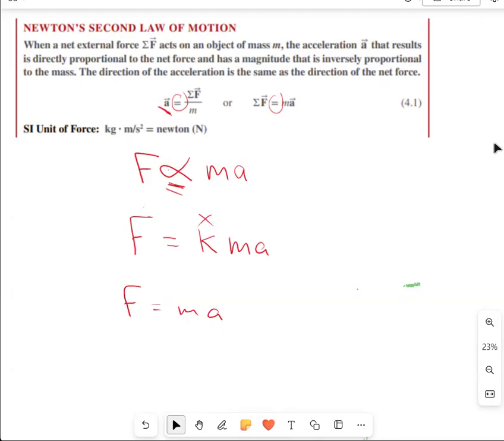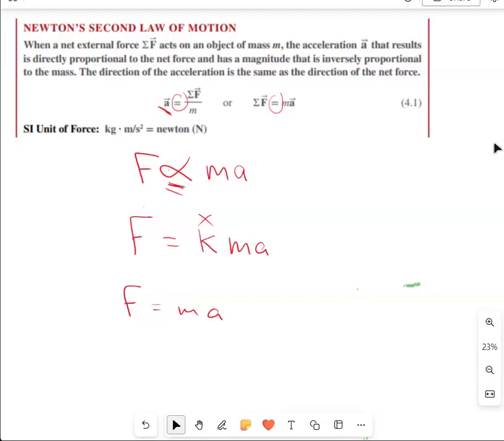Right? So in that case, you can put in 1, 1, 1 and K becomes 1. So the formula now becomes F equals ma. I don't know if you all get that. They defined the Newton in a way that makes K 1. They said that 1 Newton is equal to the force that will produce on a mass of 1 kilogram an acceleration of 1 meter per second squared. And by doing that, you actually eliminate K because K happens now to be 1. Right? And we end up with the formula F equals ma.